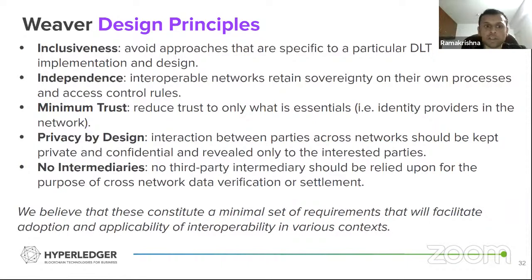Privacy by design, that is any interaction between the parties belonging to two different networks should be private and confidential, and only the interested parties should be privy to it. No intermediaries. We do not want any sort of a trusted intermediary, nor do we want to rely on trusted infrastructure. Now, as it happens, in the Weaver project, we do rely on some trusted identity infrastructure in order to facilitate transactions, but we do not rely on any infrastructure for the actual settlements.